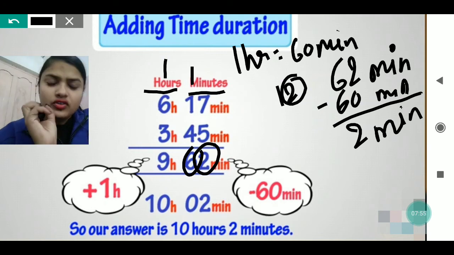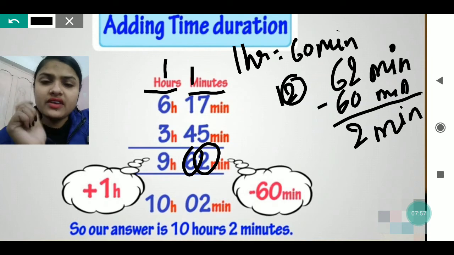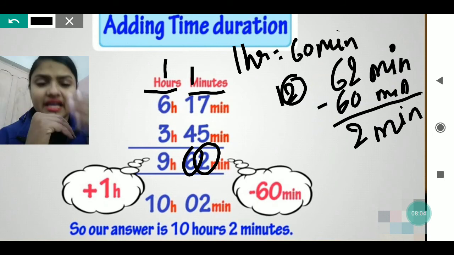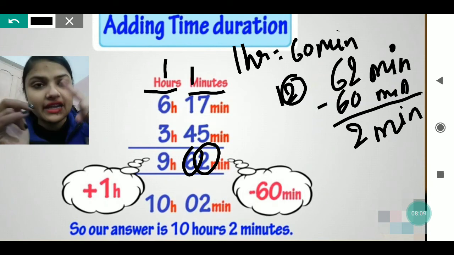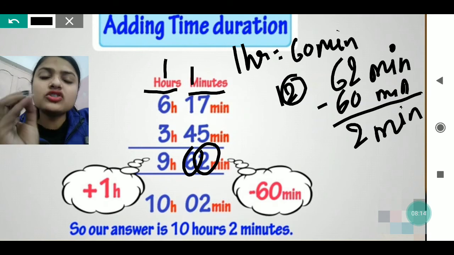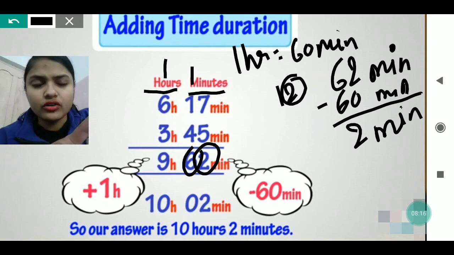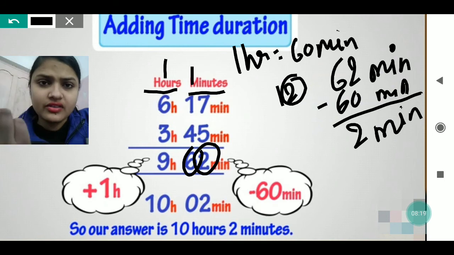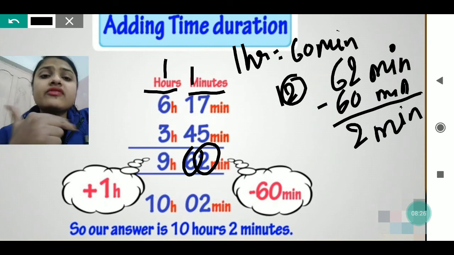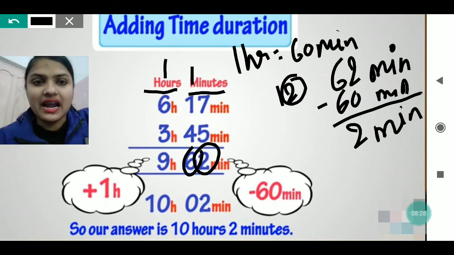So when you will see that in the minute column, the number which after adding is more than 60 minutes, then that 60 minute will be converted into hour, and that will be added in the hour column. Okay, and the rest all which is left, that will be written in the minute column. If 1 hour you are getting, then that 1 hour you will add in the hour column. If 2 hours you are getting, then that 2 hours you will add in the hour column.